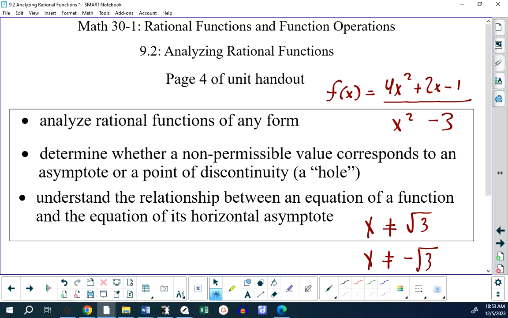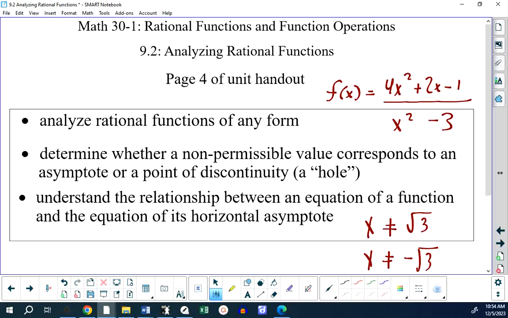Well, it turns out that at x equals non-permissible values, when you look at the graph, the evidence of the non-permissible value might look like one thing, or it might look like a different thing. There's 2 different ways a non-permissible value can manifest itself on a graph, can show you or reveal itself. One is called a point of discontinuity, and the other one has to do with an asymptote. And we'll get to that.